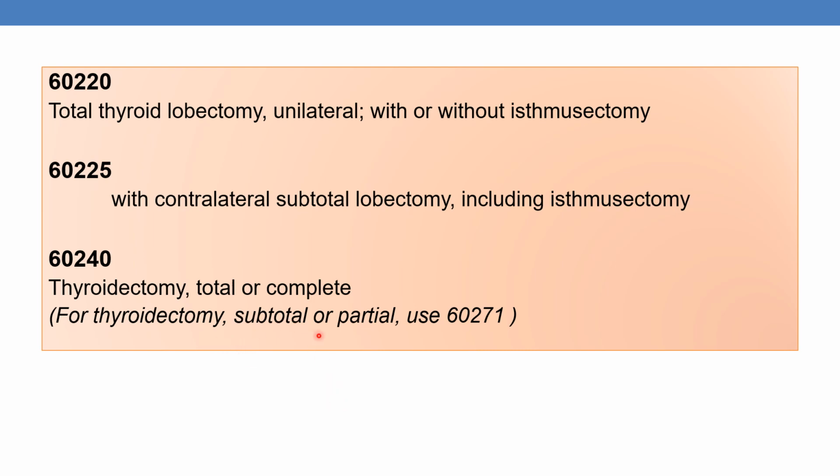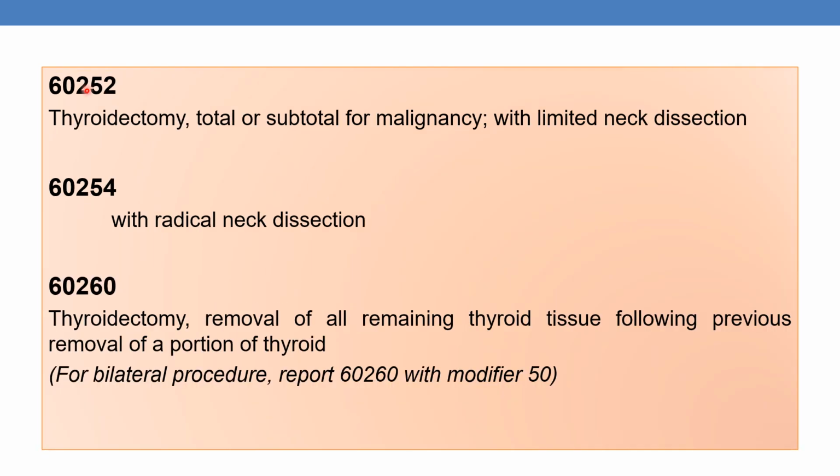And for thyroidectomy, subtotal or partial, we need to refer to 60271. The next CPT is 60252. Thyroidectomy, total or subtotal for malignancy with limited neck dissection. Whenever thyroidectomy is performed to treat malignancy and a limited number of lymph nodes have been dissected, you can use this code 60252. And 60254 is thyroidectomy, total or subtotal for malignancy with radical neck dissection.